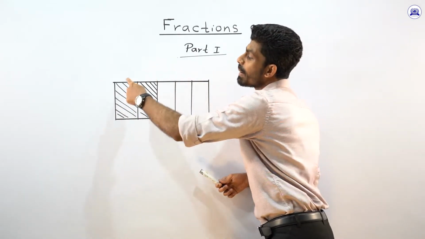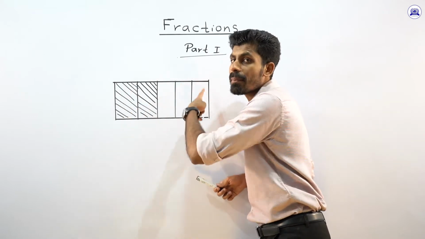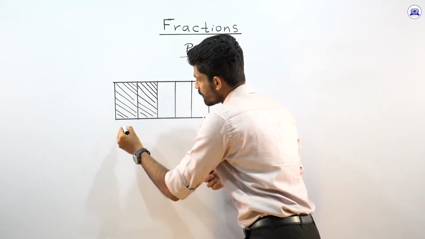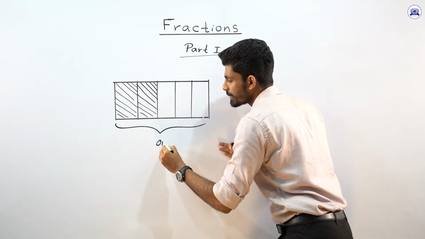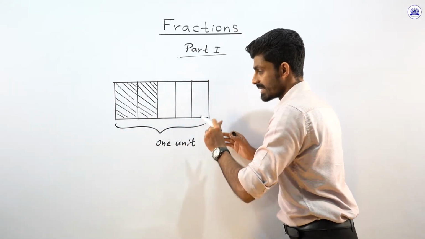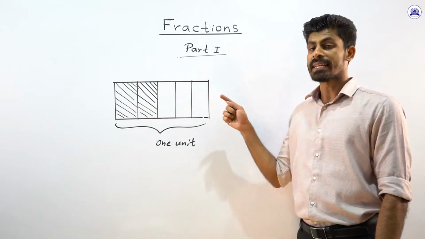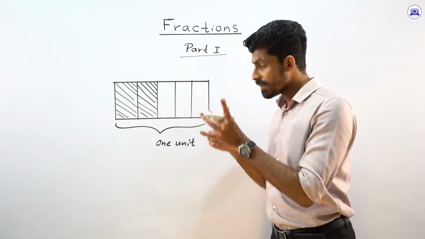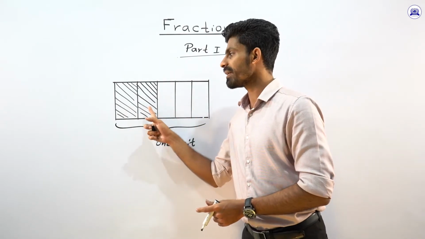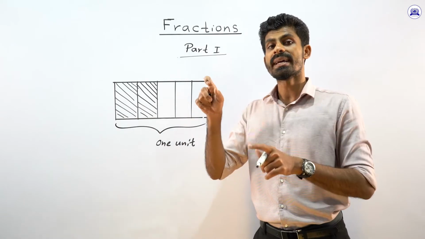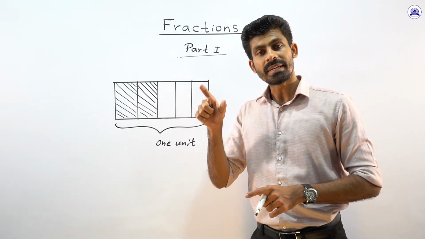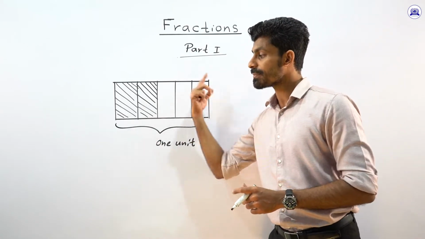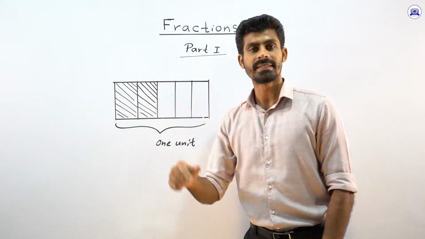Let's take the area bounded by the figure given below as one unit. Just consider this is one unit. Then the unit has been divided into five equal parts: 1, 2, 3, 4, 5. Out of those five parts, two parts are colored.